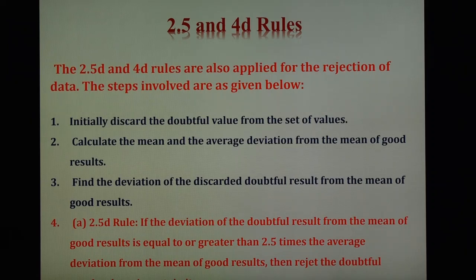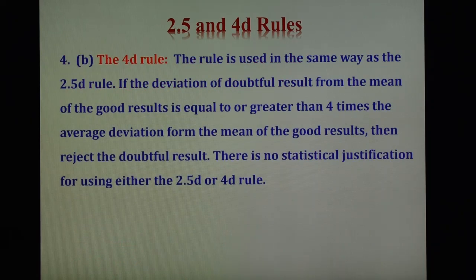And the 4D rule is used in the same way as the 2.5D rule. If the deviation of the doubtful result from the mean of the good results is equal to or greater than 4 times the average deviation from the mean of the good results, then reject the doubtful result, otherwise retain it.